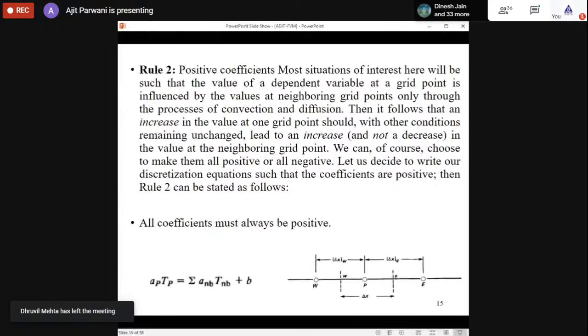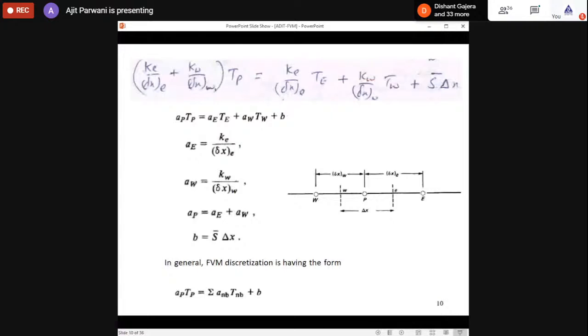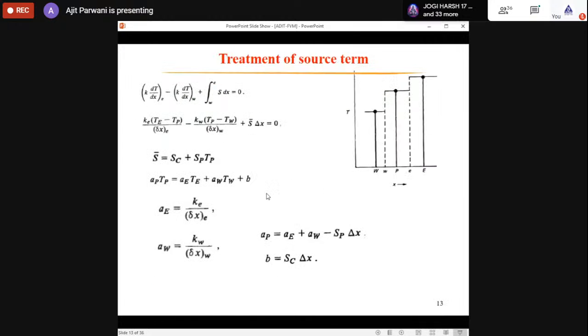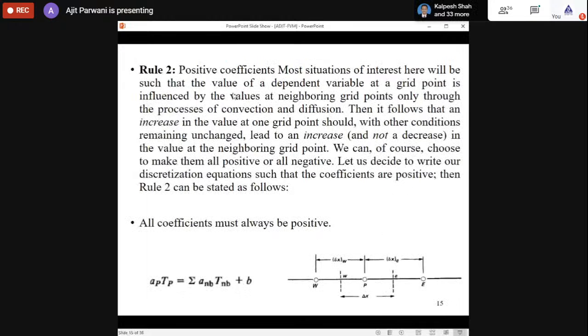Okay, so we have assumed the linear profile function. With the linear profile function, we reach the discretized equation like this, right? So both the rules get satisfied with this discretized equation. How is it satisfied? Because we have assumed the linear profile function for all the node points, the consistency has been satisfied, and you will see AP, AE, and AW are all positive, because conductivity is positive. So both the rules are satisfied by the discretized equation that we had obtained.